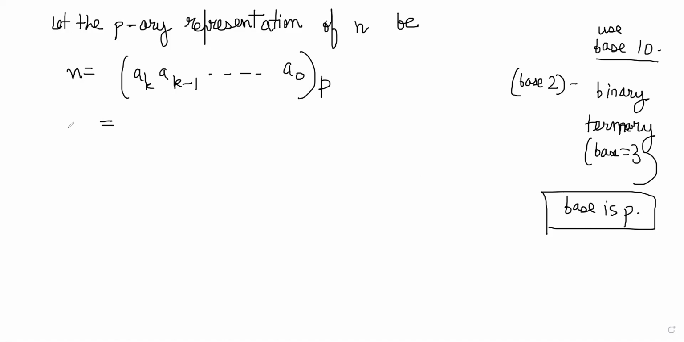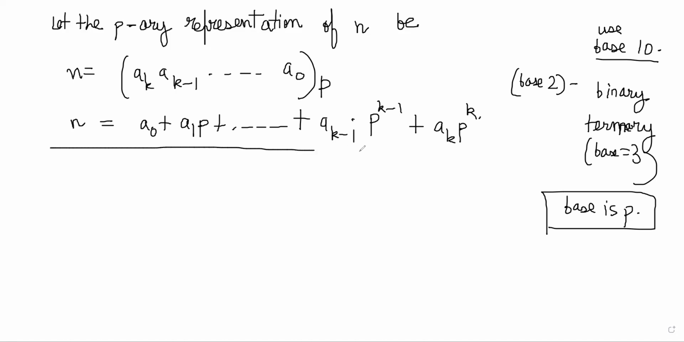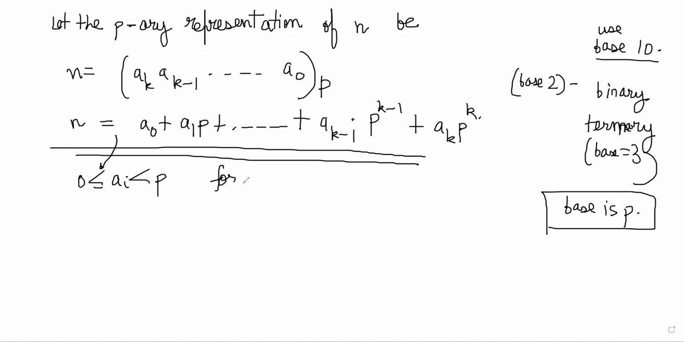So in that case, it can be expanded like this. n is equal to a0 plus a1 p and so on till a(k-1) p to the power k minus 1 plus ak into p to the power k. This is my n here. Now, what we want to find out is what is the power of prime number p in the expansion of n, right? So here in this series we have 0 is less than or equal to ai is less than p for i going from 0 to k.